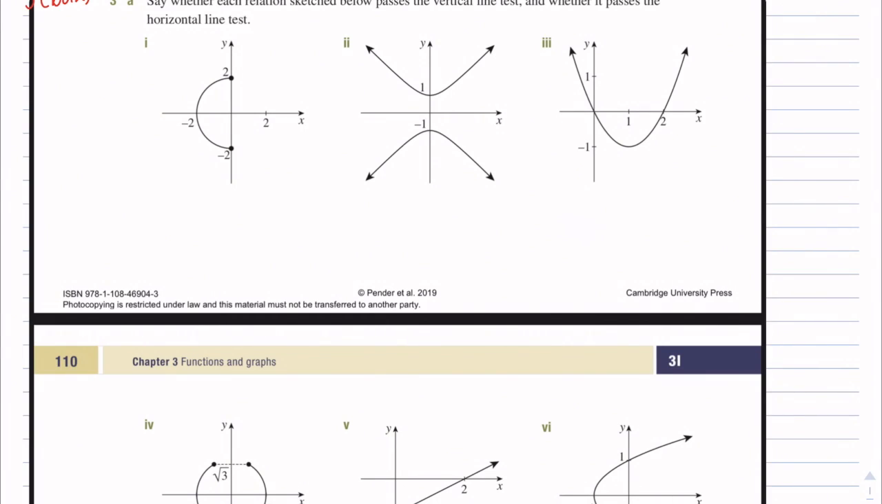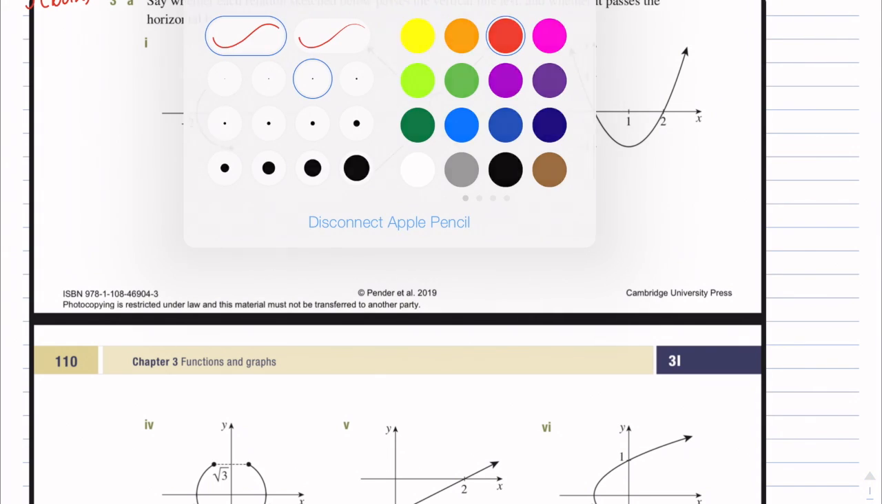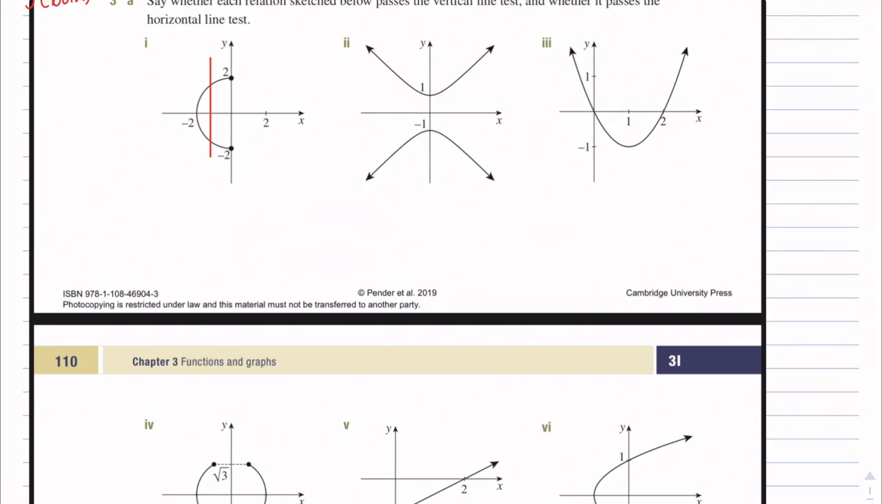Okay, question 3 asks us to say whether each of these relations sketched passes the vertical line test and whether it passes the horizontal line. I'm going to do all my vertical lines in red. And if I can do it so that it'll touch it more than once, that's where I'm going to put it.